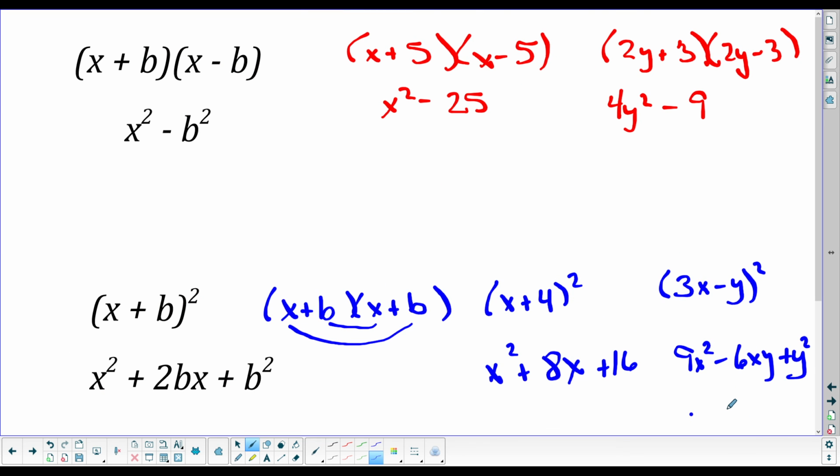And really, that's all there is to it. If we see this with a square, we can square the first term, square the last term, and then multiply the two terms together, double that, and that gives us our middle term. That's really all there is to it.